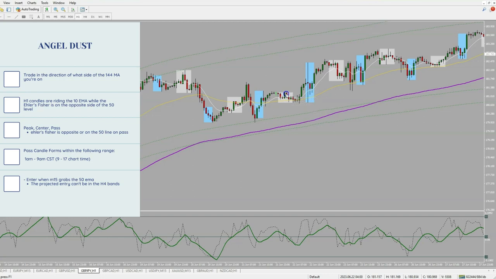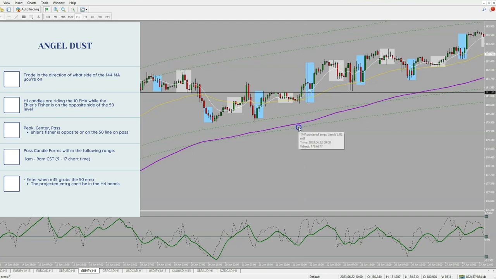This is still going to be my center point. Now take a look at that bearish candle right before this center point. Is that 25% or more of the size of this candle? That's not 25%, so that's still a valid center point. It comes down. Then we get a pass candle here. Let's make sure our Elish Fisher is still below the 50 level here. Yep. And the time that candle happened was 11 o'clock chart time, so that's within the acceptable range of times.